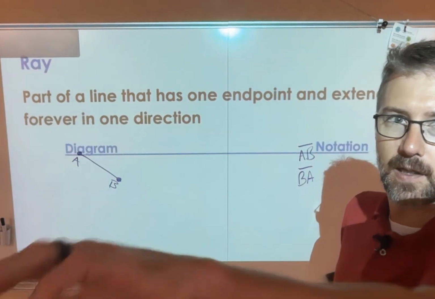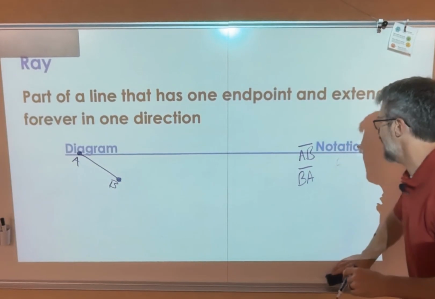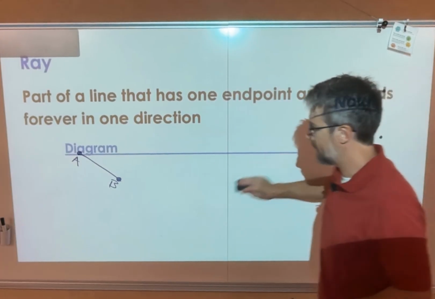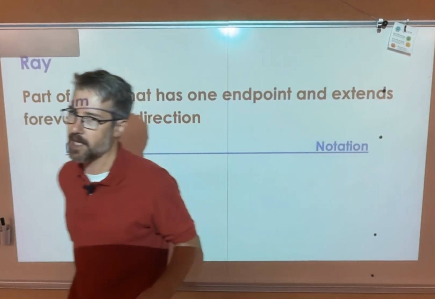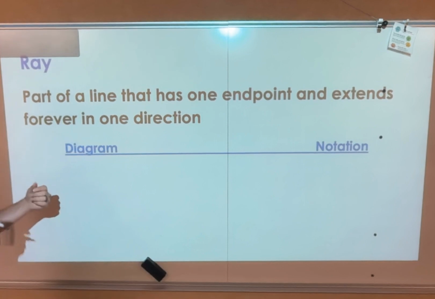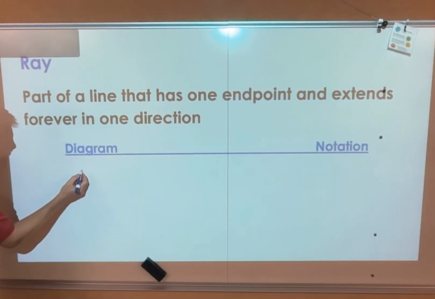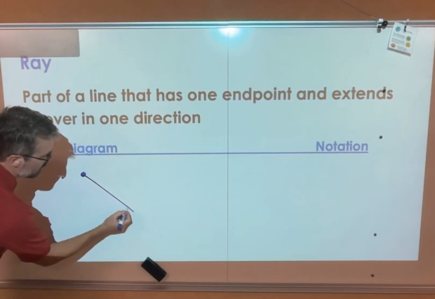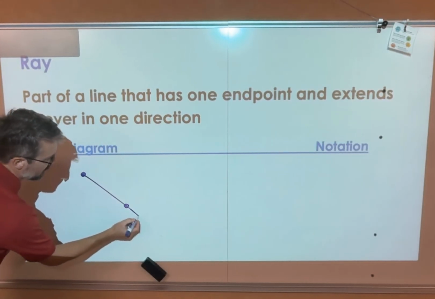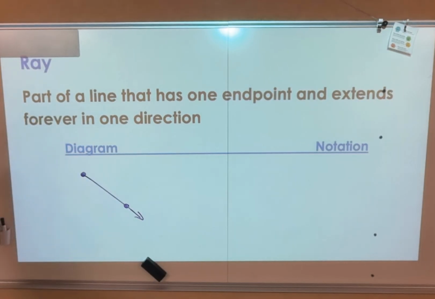All right, and then our last one is going to be a ray. Now with a ray, it's kind of like a segment and a line put together, right? It's got one starting point, and then it goes forever in one direction. So it's part of a line, but it only goes one way. So we would usually have something like this. There's a second point on there somewhere that's defined, and an arrow going in that direction.